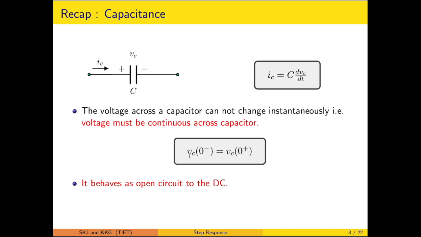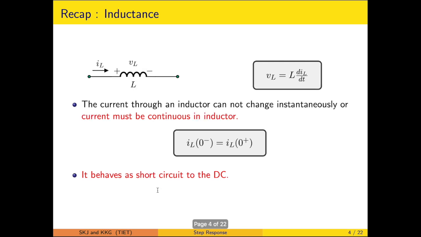So, this 0 is having a reference of the switch operation, and the condition is translated as the capacitor voltage before the switch operation must be exactly equal to the capacitor voltage after the switch operation. Further, when the capacitor is fully charged with the DC, it behaves like an open circuit.